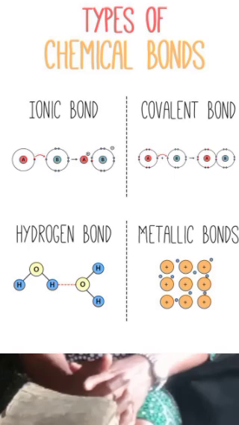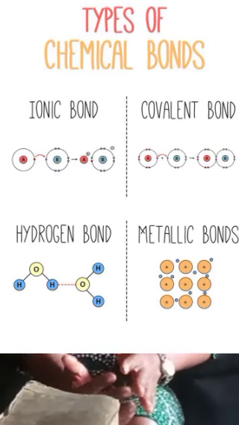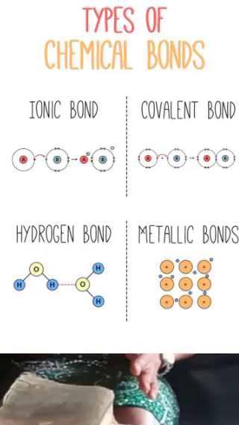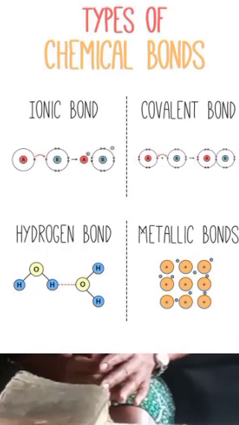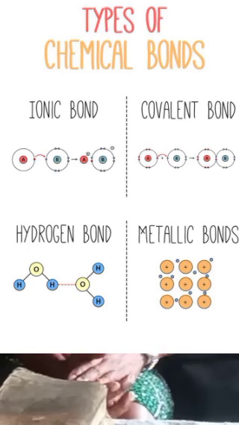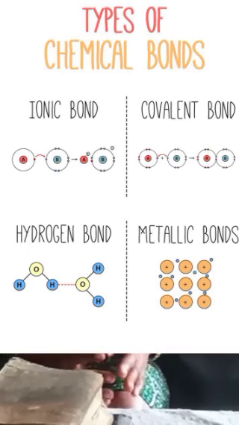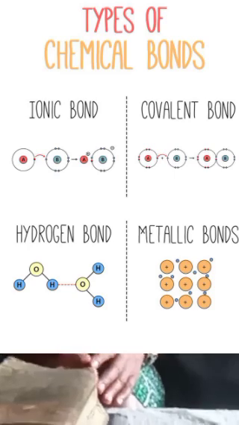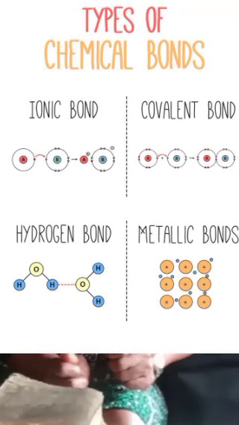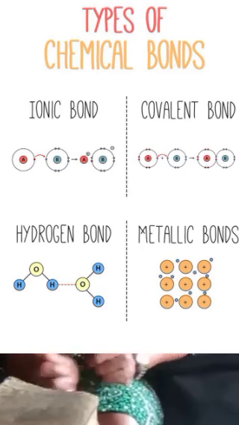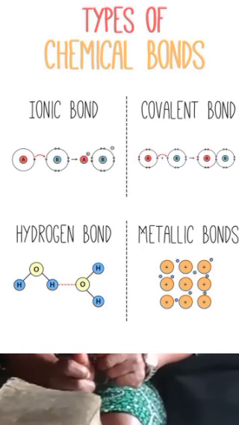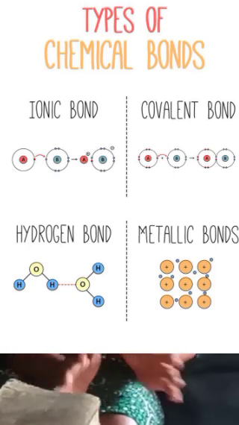Now, we have different types of chemical bonding, but we are going to concentrate on the following types. The first one is ionic bonding. Ionic bonding is formed between metals and non-metals. An ionic bond involves the transfer of electrons, resulting in the formation of opposite charges.